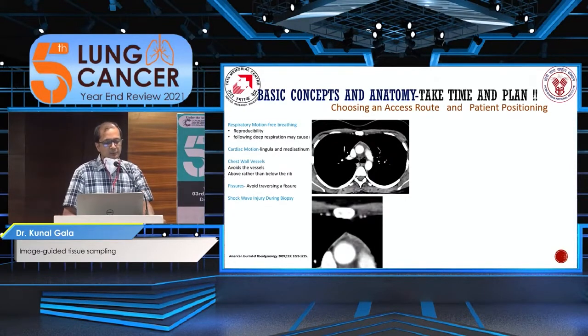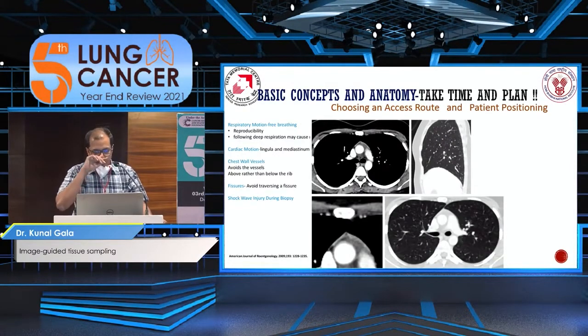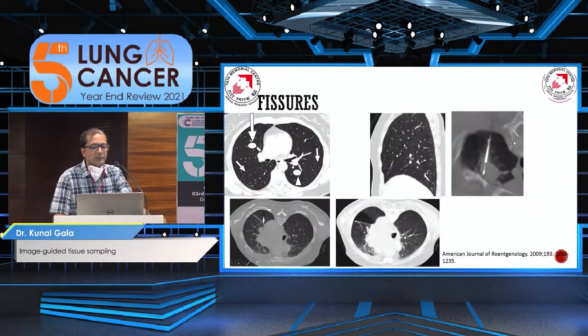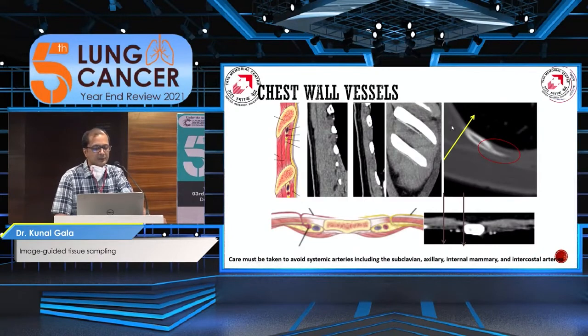because it is highly reproducible. Lingula and mediastinum can have cardiac motion artifacts. Chest wall vessels need to be seen accurately, that is the internal mammary vessels, and the fissures need to be taken care of. So always you need to enter from above the rib surface rather than from the under surface, and you can see below the rib there are neurovascular bundles which are present. You need to enter parasternally if the lesion is located there, or lateral to the internal mammary vessels.